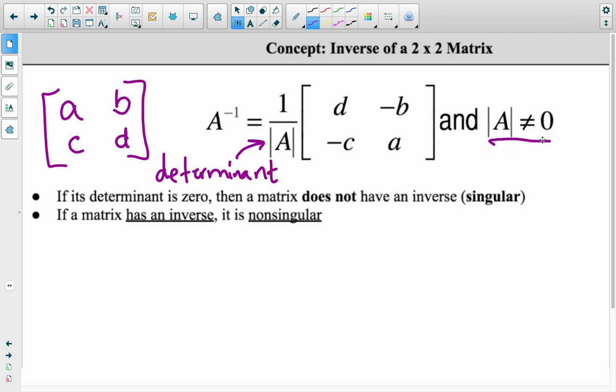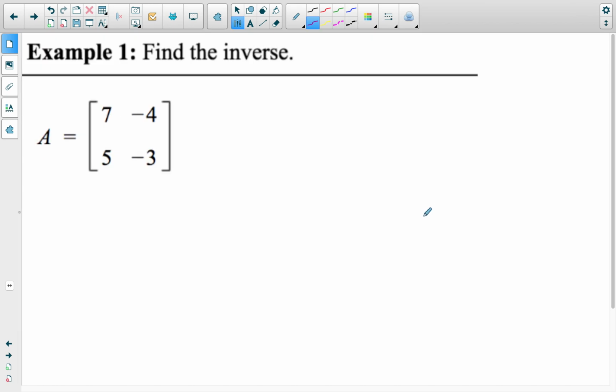And this is just kind of a qualifying statement that the determinant has to exist. It cannot be 0, because we cannot divide by 0 here. So if the determinant is 0, the matrix does not have an inverse, meaning it is singular. A matrix is singular if it does not have an inverse. If it has an inverse, it is non-singular. That's vocab I'm not too concerned about, but if you move on through your math career in college, you will see those words pop up again. Okay. Example 1, we're just going to find the inverse here.